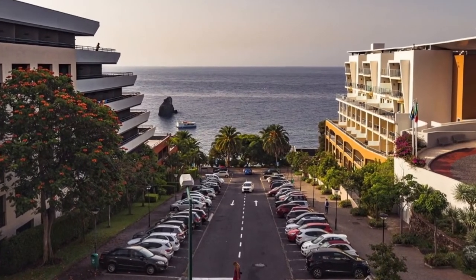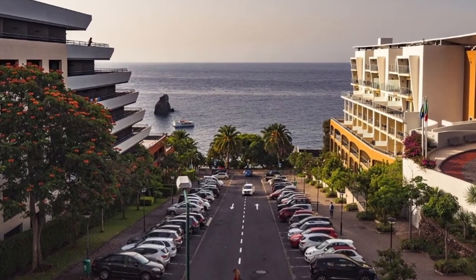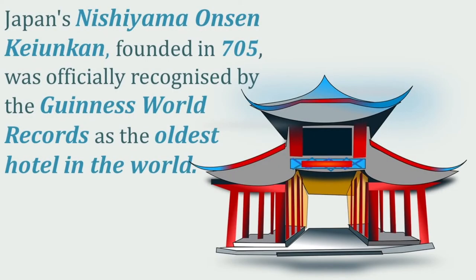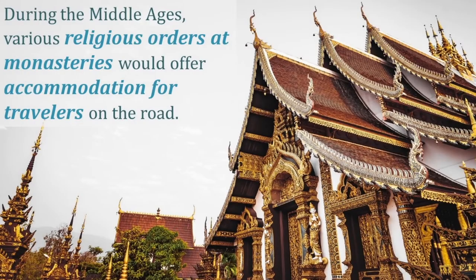This type of accommodation is also seen in the earliest civilizations. Japan's Nishiyama Onsen Keiunkan, founded in 705, was officially recognized by the Guinness World Records as the oldest hotel in the world. During the Middle Ages, various religious orders at monasteries would offer accommodation for travelers on the road.